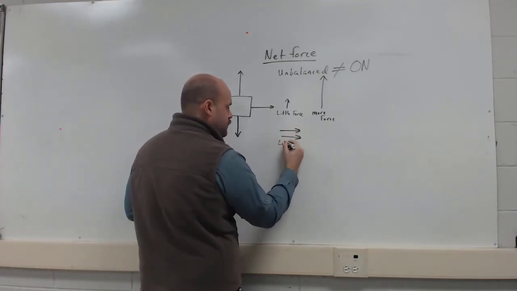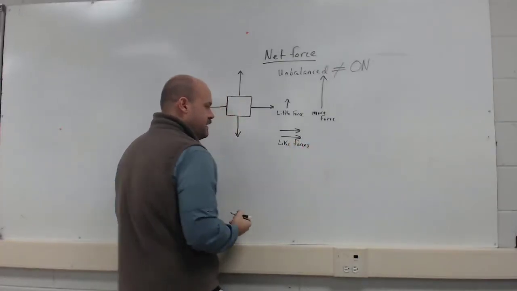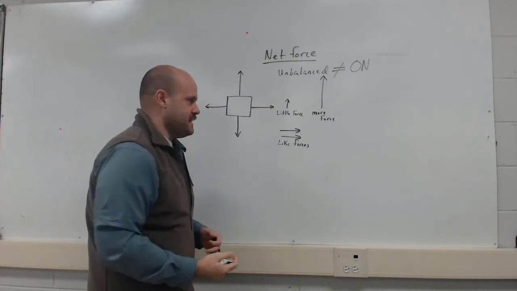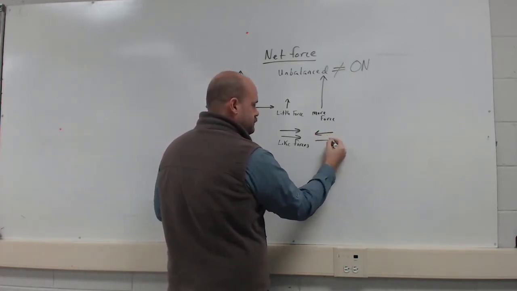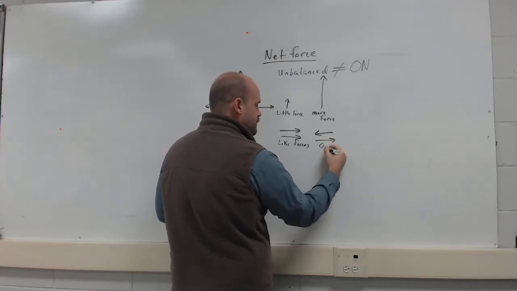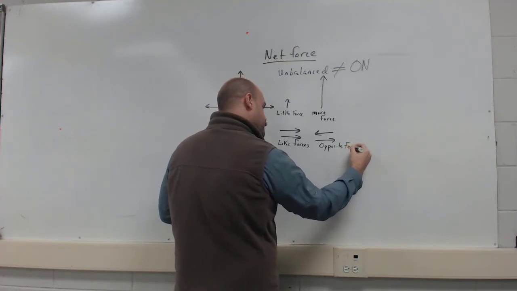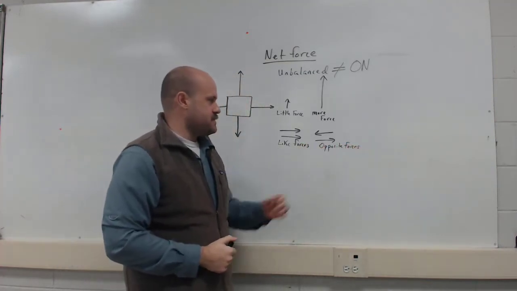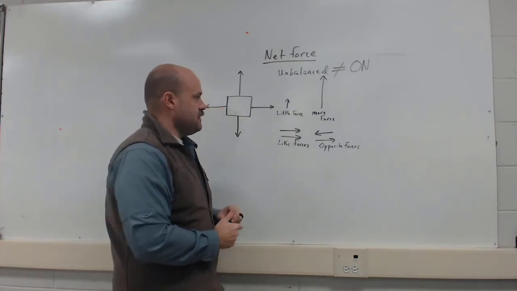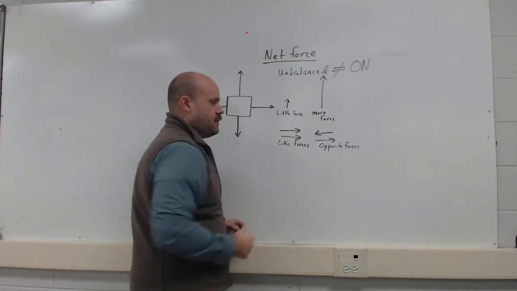The next relationship we can have is if arrows are pointing the same direction, we're going to call those like forces. Okay? And they're going to work together. They'll be added together. And if we have arrows that are pointing the opposite direction, we're going to call those opposite forces. There's different words for like forces, but opposite forces is pretty consistent.